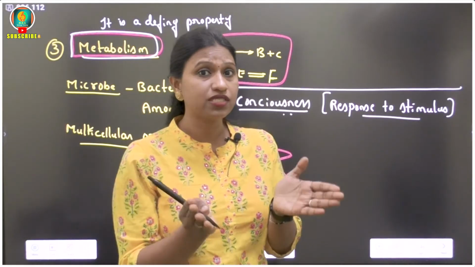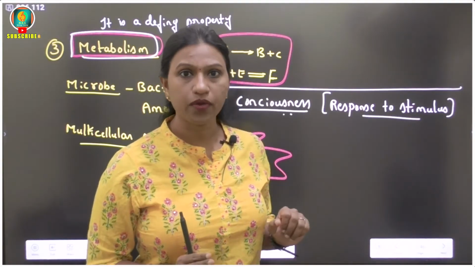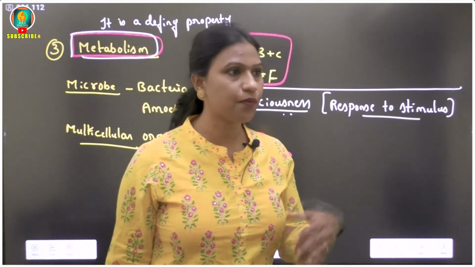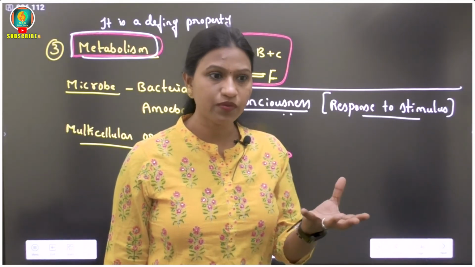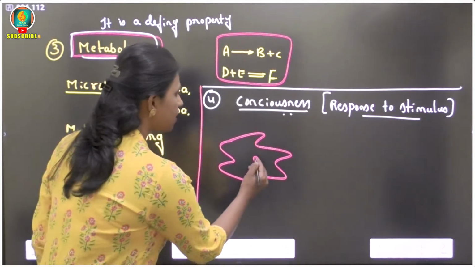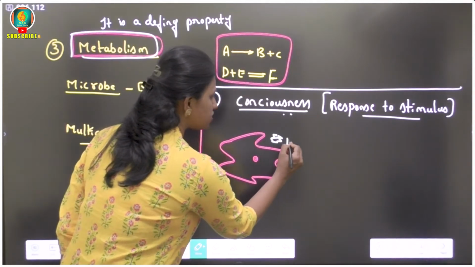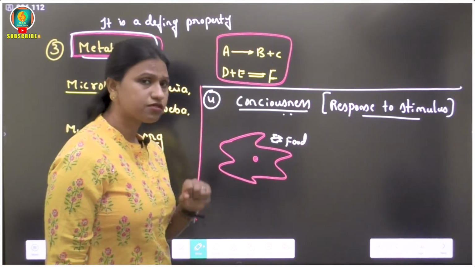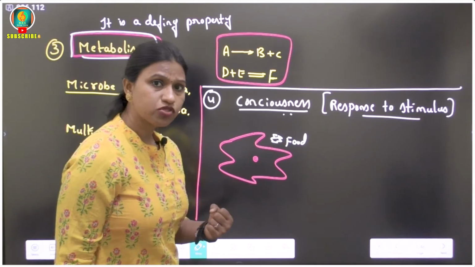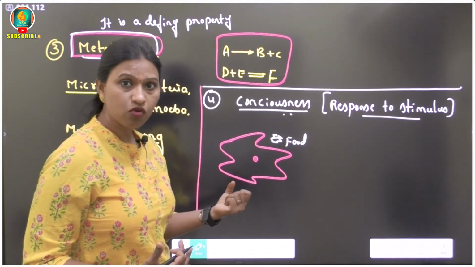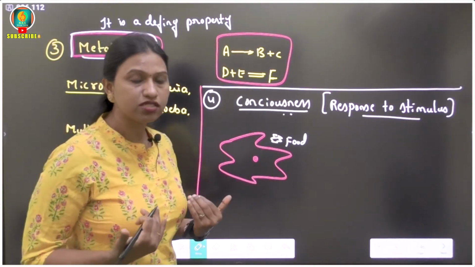We think that only multicellular organisms have this property, but respond is not just running or giving a slap or anything. Okay, respond means how the body is going to react to the surrounding. For example, look at here. If any food particle is present, imagine this is a food particle. How does this amoeba come to know that here is the food? How does it capture it? There must be some response. That means there must be some stimulus, no? It is going to receive that stimulus.